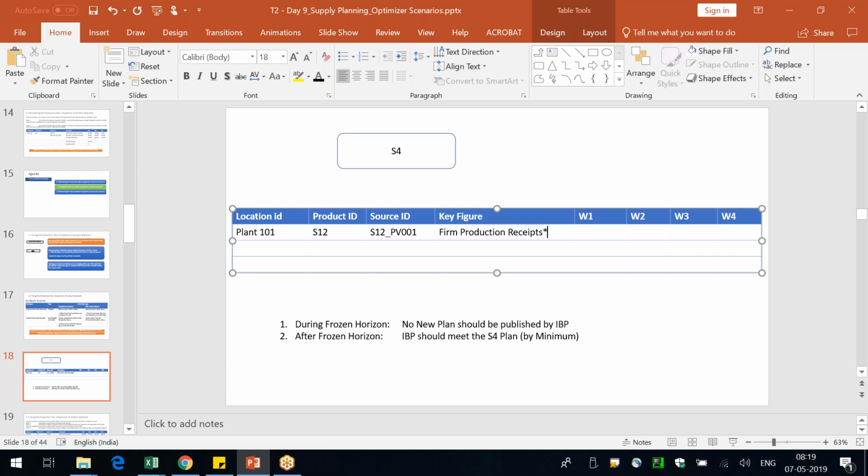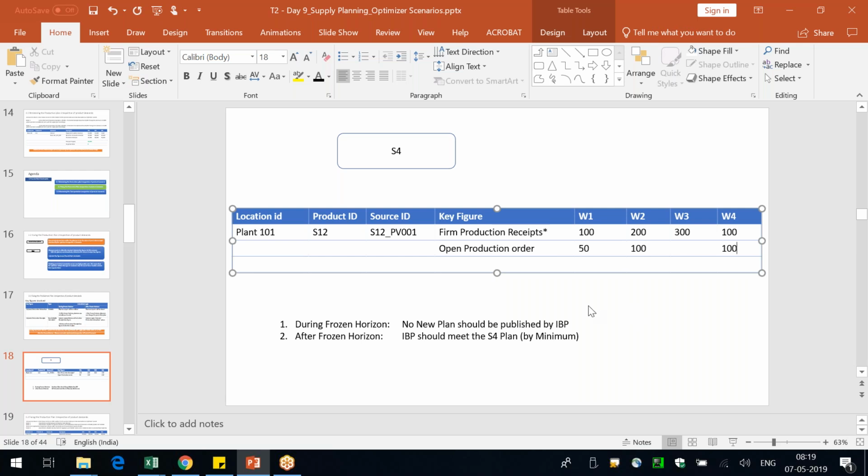That means this holds the firmed plan. So week 1 the firm is 100, week 2 they firmed 200, week 3 they firmed 300, week 4 they firmed 400. Now there's another key figure called open production order. That means the production is already happening. So here there's 50, and then 100, and then another 100 here.